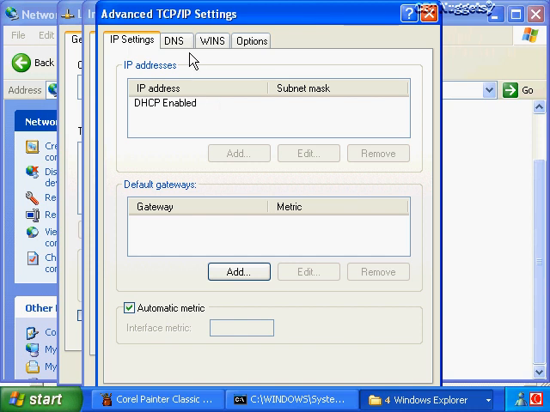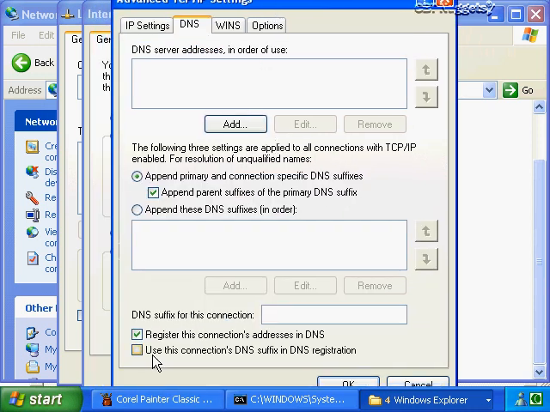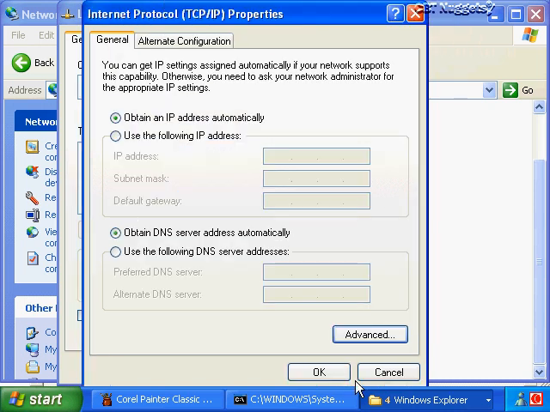And then from here, click on the DNS tab. A little bit of a hike, but well worth it. At the very, very bottom here, this option controls that whole kit and caboodle. You have to make sure that register this connection's address in DNS is selected in order for Windows XP to automatically register its host name and its IP address within a dynamically configured DNS server.